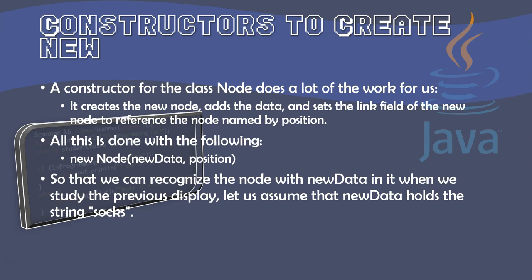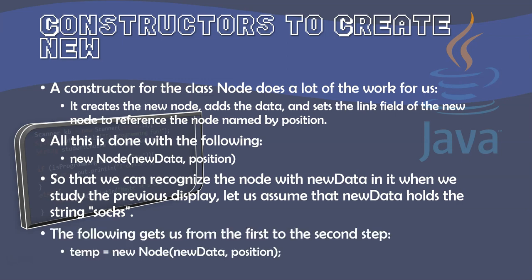So we're going to assume that new data is going to hold the string socks in that example. And of course, if we want to get from that first step to that second step, we would say that with the code line temp equals new node, new data, comma, position.